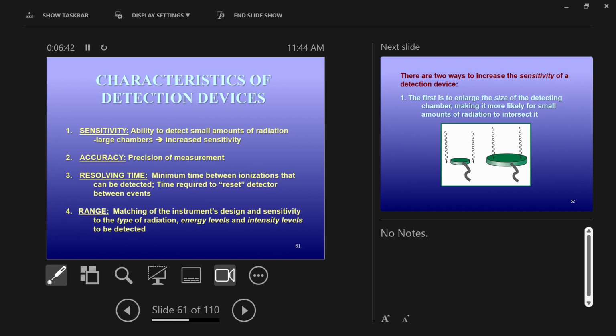And then the next thing to learn is the characteristics of our detection devices, okay? These 4 things will determine how well the device does what it does, okay? The first characteristic of any detection device is sensitivity, okay? A more sensitive device is able to detect smaller amounts of radiation. A device that is not very sensitive could tell you, is there radiation or is there not, right? A very sensitive device would tell you exactly how much radiation down to very small quantities and very precisely, okay? The way you get more sensitivity is by having larger gas chambers, okay?